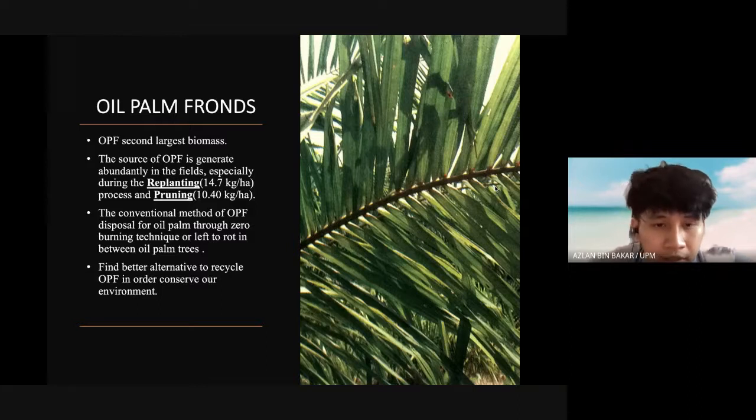In normal practice, the conventional method of oil palm frond disposal is by the zero burning technique. Sometimes it will be left to rot on the oil palm plantation site. So in this presentation, we will show a better alternative to recycle oil palm fronds in order to conserve our environment. So I will pass to the next presenter.